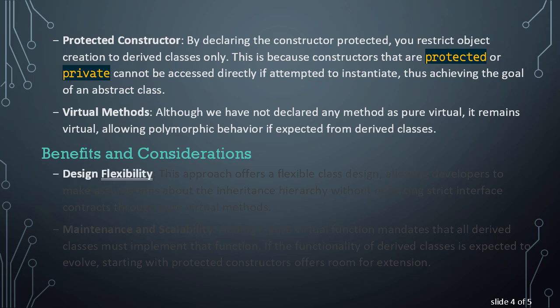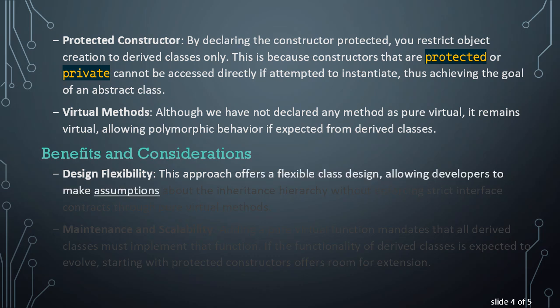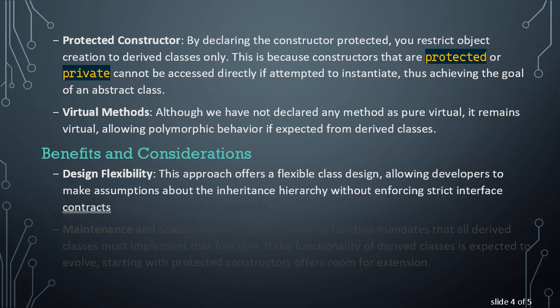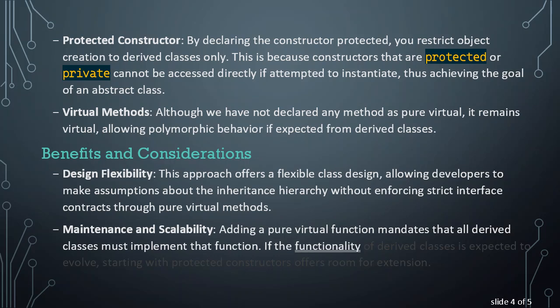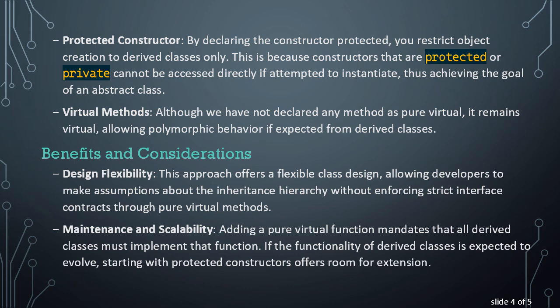Benefits and considerations. Design flexibility. This approach offers a flexible class design, allowing developers to make assumptions about the inheritance hierarchy without enforcing strict interface contracts through pure virtual methods. Maintenance and scalability. Adding a pure virtual function mandates that all derived classes must implement that function. If the functionality of derived classes is expected to evolve, starting with protected constructors offers room for extension.